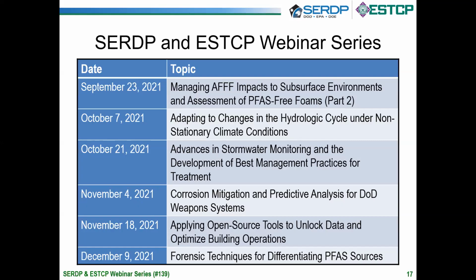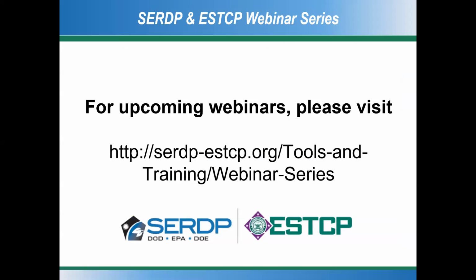Our webinar series highlights research and demonstration efforts from each of the 5 program areas. Upcoming webinars will cover a broad range of topics, including adapting to changes in the hydrologic cycle under non-stationary climate conditions, advances in stormwater monitoring and development of best management practices for treatment, corrosion mitigation and predictive analysis for DoD weapon systems, forensic techniques for differentiating PFAS sources, amongst others. You can find additional information about upcoming webinars at the link on this slide.